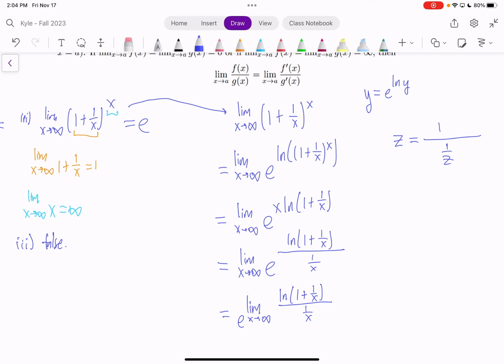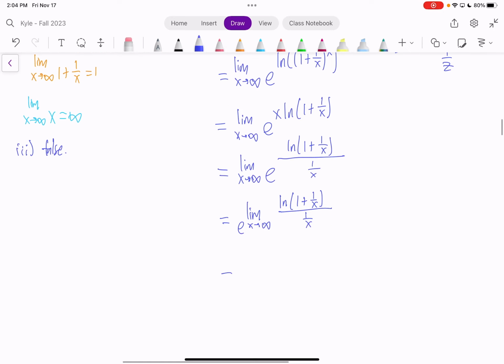So we took e to the ln of this function, we brought the power down, we pushed the limit inside, and now we have a form that we can use L'Hopital's rule. So let's try applying our L'Hopital's rule here. Because we see that we have this value, that'll approach ln of 1, which is equal to 0. Our denominator will also approach 0. So we'll take the derivative of the numerator and the denominator. That'll give us 1 over 1 plus 1 over x.